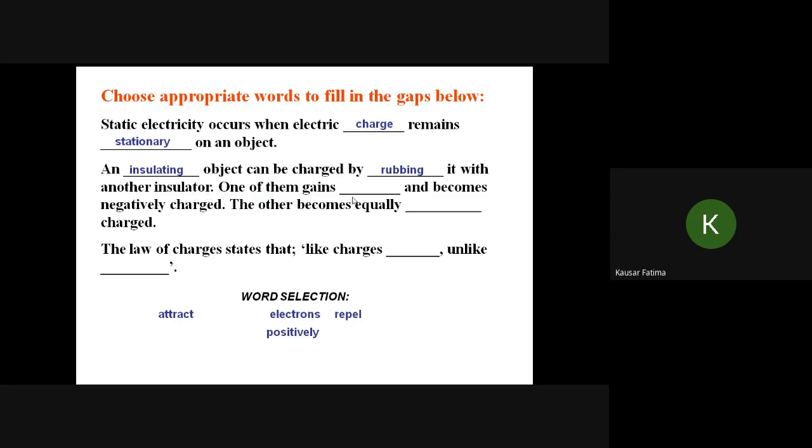An insulating object can be charged by rubbing it with another insulator. One of them gains what? Electrons and becomes negatively charged. The other becomes equally what? Positively charged. The law of charges states that like charges repel and unlike charges attract.